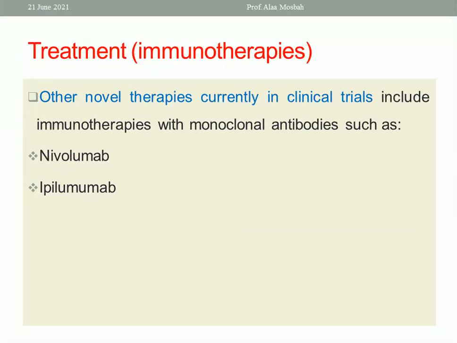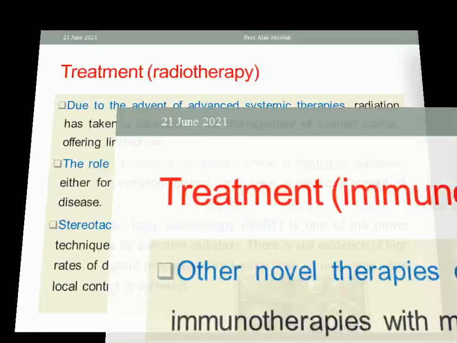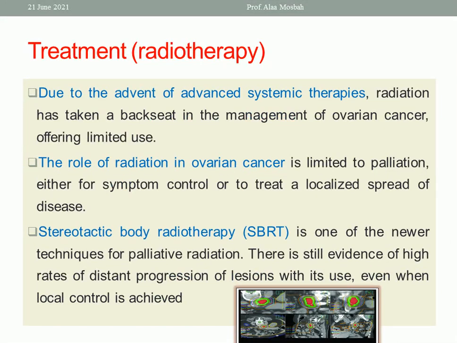Lastly, treatment with immunotherapy, the novel therapy really, includes immunotherapy with monoclonal antibodies such as nivolumab. What about the role of radiotherapy? Actually, radiotherapy has a very limited role in ovarian carcinoma, but its main value comes in as a palliative treatment, especially in localized growth of the tumor, which is causing problems.